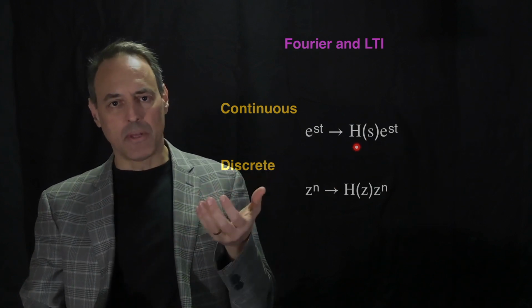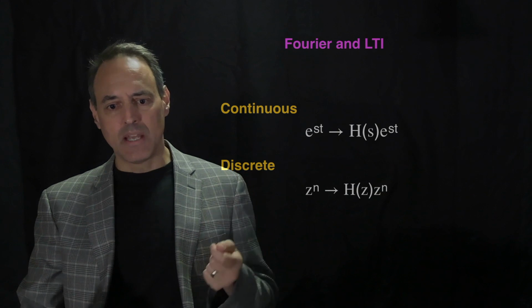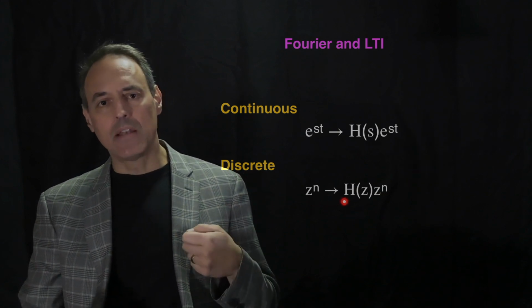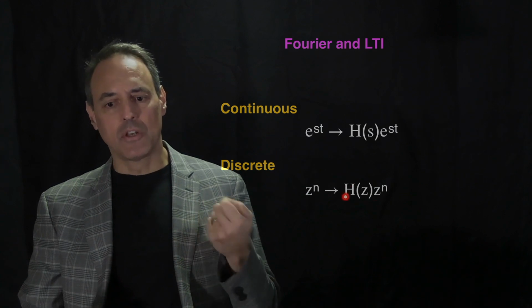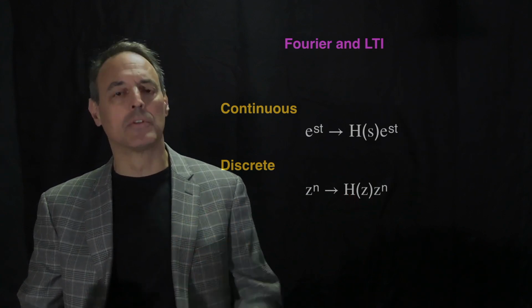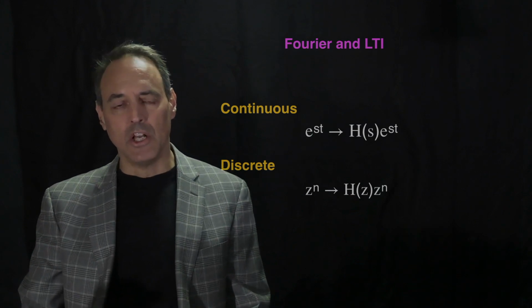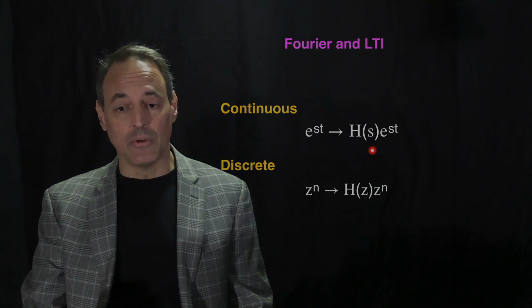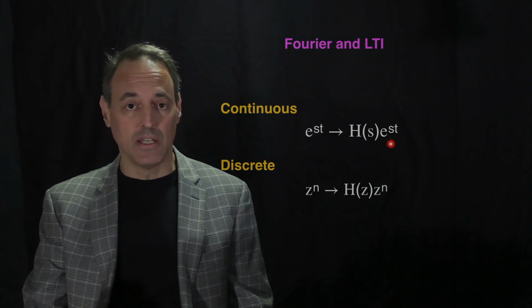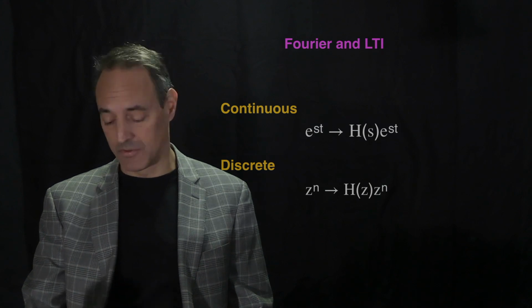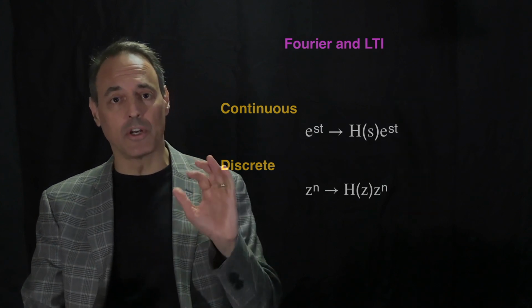This is going to be some integral, but it's going to be a number. Same thing with the discrete system, LTI. You put in z of n, and if you use this representation, what you get out is in fact back to the z of n times some number h of z. Another way to think about this is that e of st is an eigenfunction of the LTI system, and we'll dive down on that right now, just to make this very concrete.